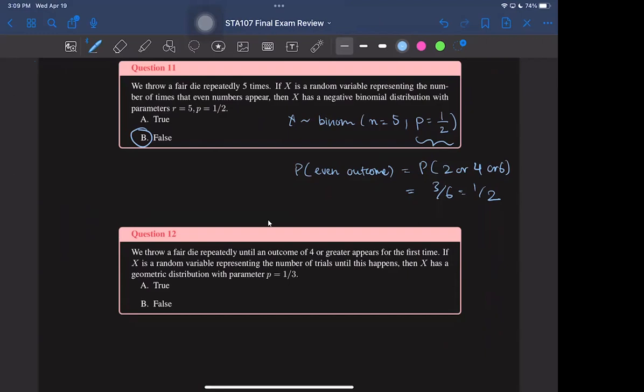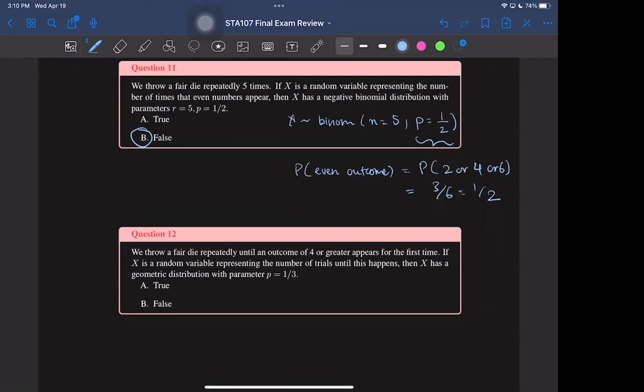For this, you should recall the definition of the geometric distribution. Okay, I see someone says false because it has the right distribution, but the probability should be 1/2. Yeah, just be careful about that. Check the distribution and check the parameter as well.